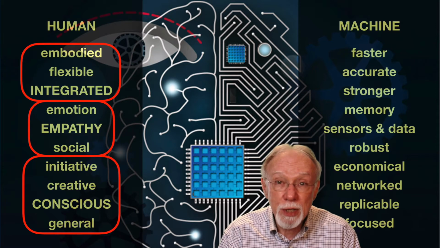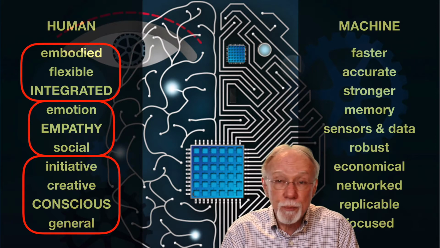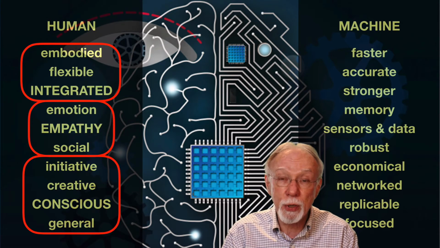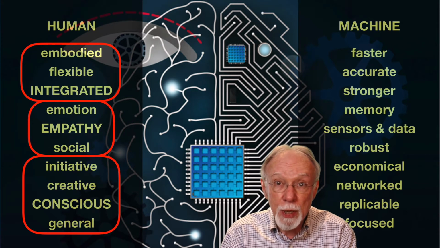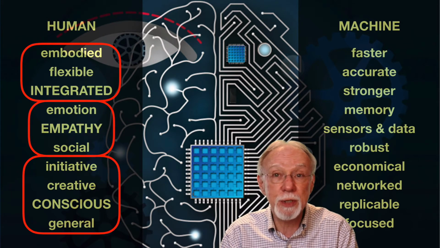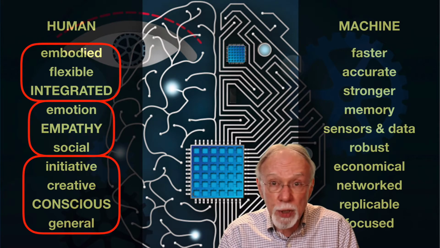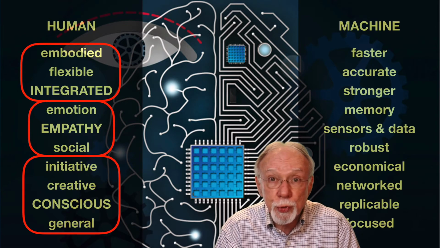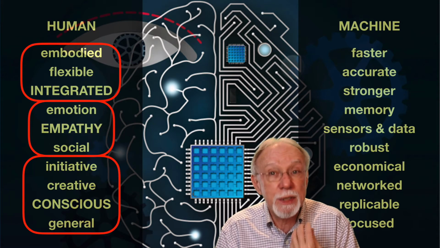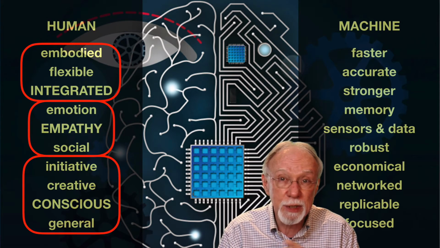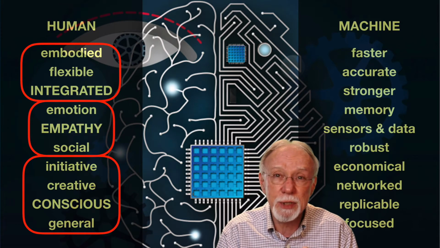We evolved in a social environment, so we have emotion and empathy. Emotion helps us to prioritize our attention. And empathy helps us to connect and identify the emotions of other humans. We're conscious, self-conscious. We have initiative, and we do creative problem solving, and our intelligence is a general intelligence, meaning that we can understand and learn almost anything given time.